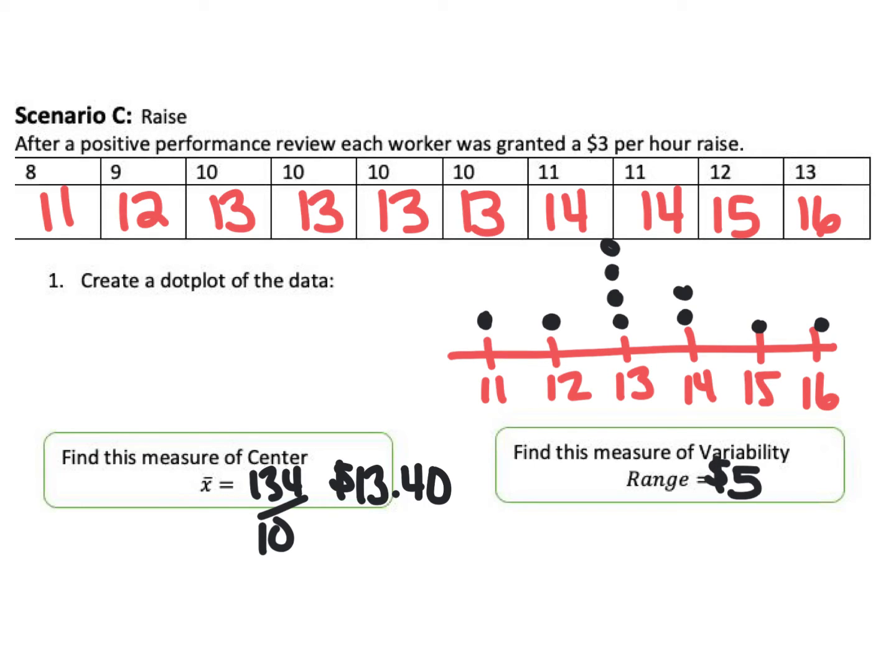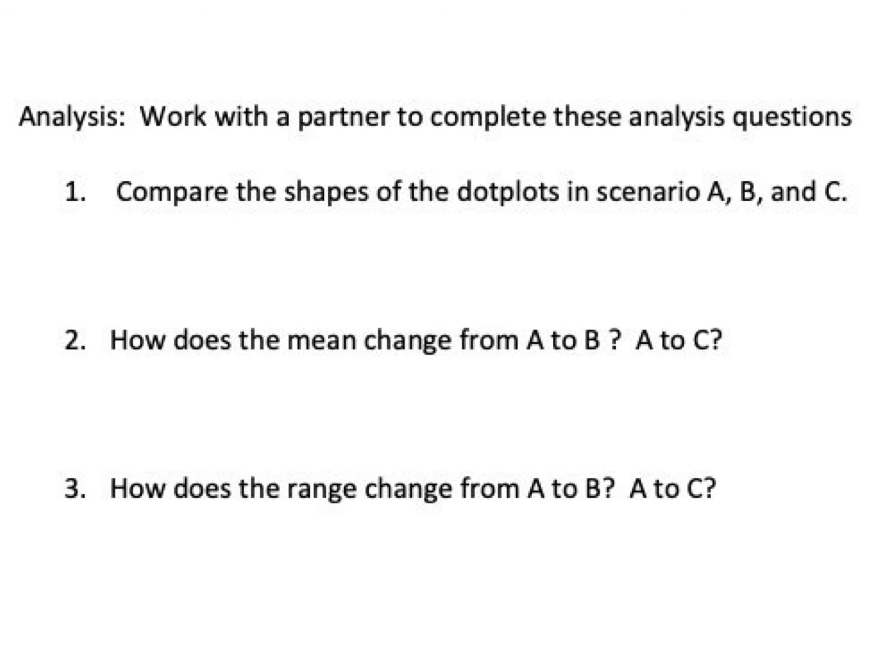So now I want you to pause the video and answer the following 3 analysis questions. I want you to compare the shapes of the dot plots in scenarios A, B, and C. Then, how does the mean change from A to B, and then A to C? And finally, what's the impact on the range? How did it change from A to B, and then A to C? So hopefully you've noticed that the shape of the dot plots was the same for all 3.